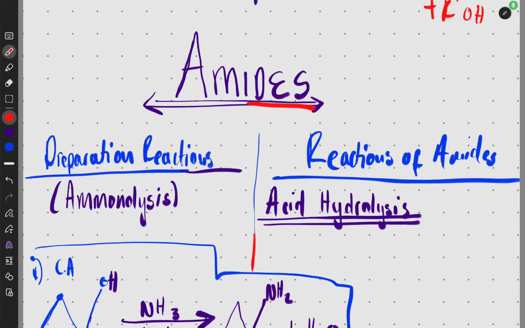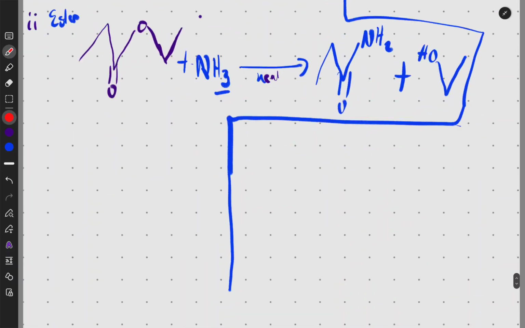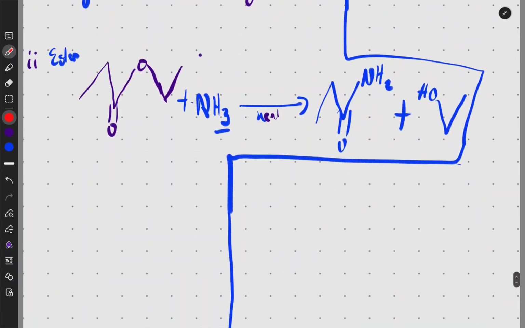Yes, we're continuing with our acid hydrolysis, the reaction of amides, not amines. Amines are there, but amides, we're doing amide. Here's a thing I was trying to put for you. Here's an example of an amide.